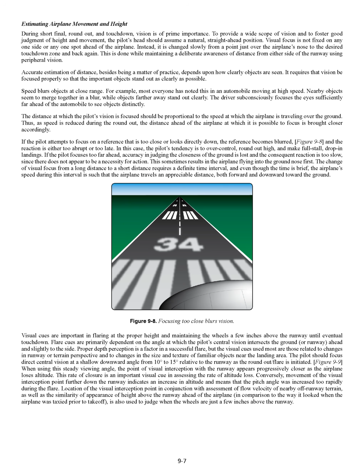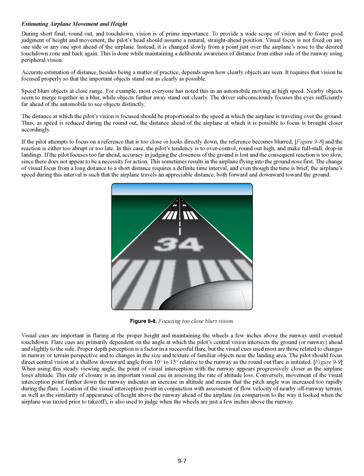The change of visual focus from a long distance to a short distance requires a definite time interval, and even though the time is brief, the airplane's speed during this interval is such that the airplane travels an appreciable distance, both forward and downward toward the ground. Visual cues are important in flaring at the proper height and maintaining the wheels a few inches above the runway until eventual touchdown. Flare cues are primarily dependent on the angle at which the pilot's central vision intersects the ground, or runway, ahead and slightly to the side.